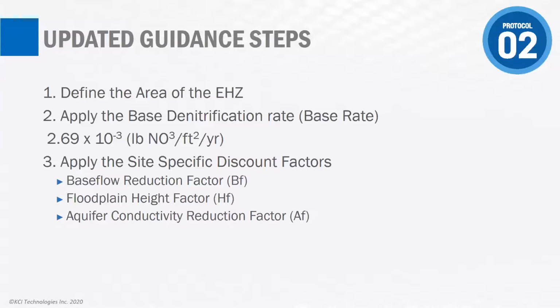The last reduction factor is the aquifer conductivity, which looks at the dominant materials within the stream bed and below the floodplain soil of the effective hyporheic zone. The cobbly gravel, gravel, sand, and peat materials get full credit, with silty clay getting the least amount of credit.